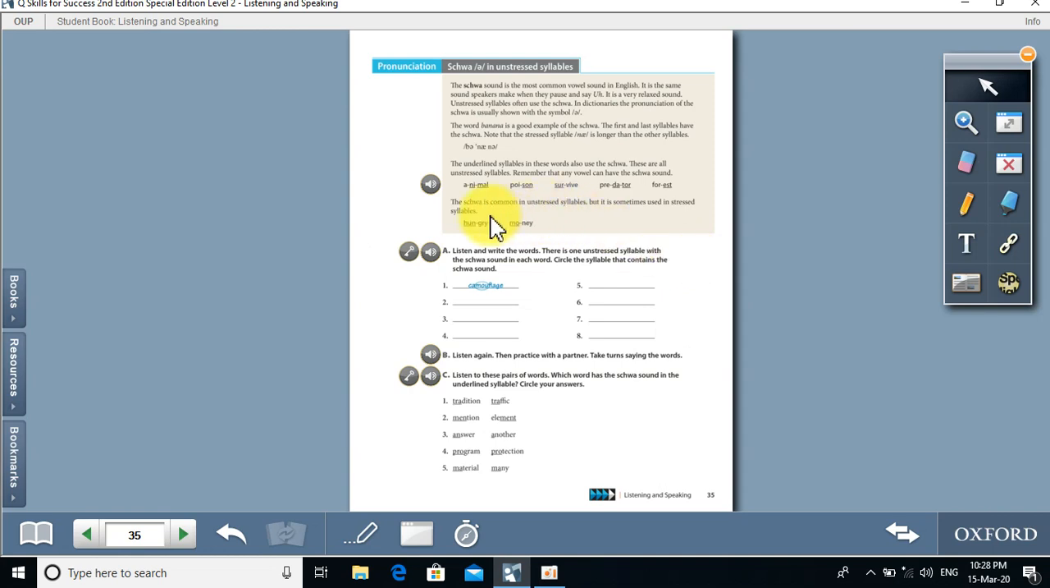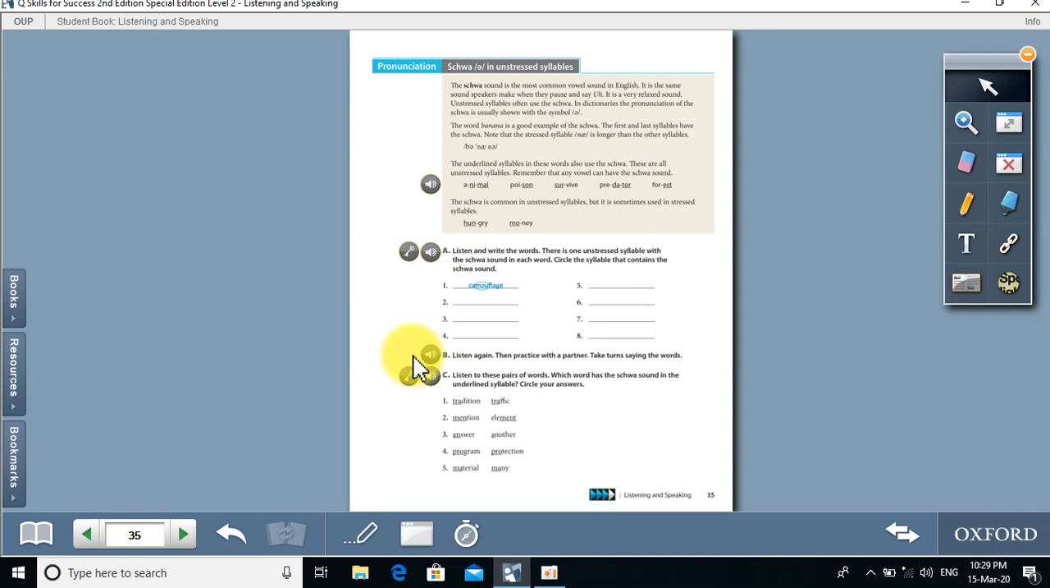The schwa is common in unstressed syllables, but it is sometimes used in stressed syllables. And two examples that you have just found in the track are these two words, hungry and money. Okay, now activity A. Listen and write the words. There is one unstressed syllable with the schwa sound in each word. Circle the syllable that contains the schwa sound. So you're gonna listen to the track and solve this activity.